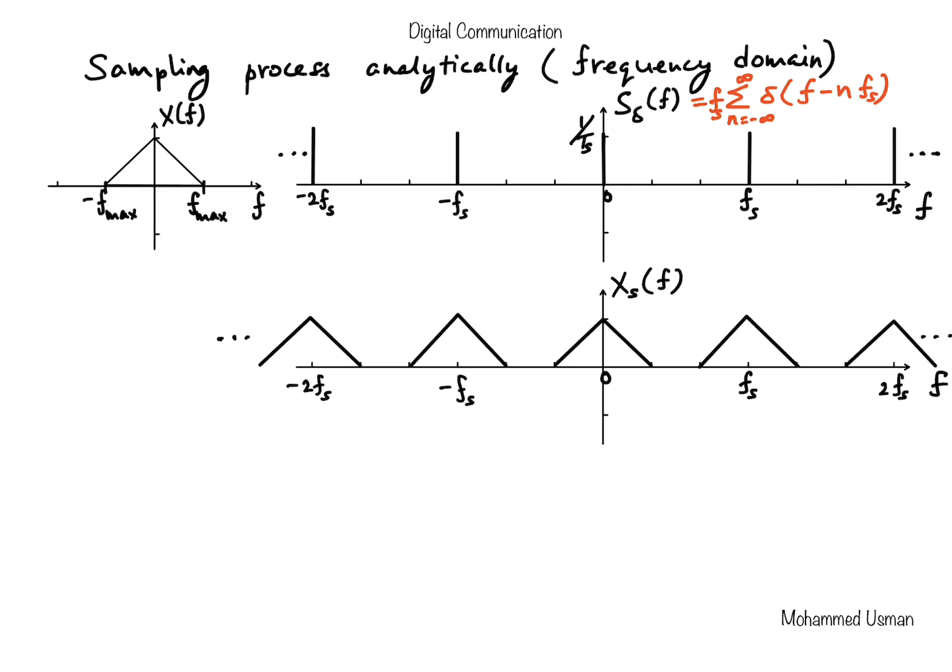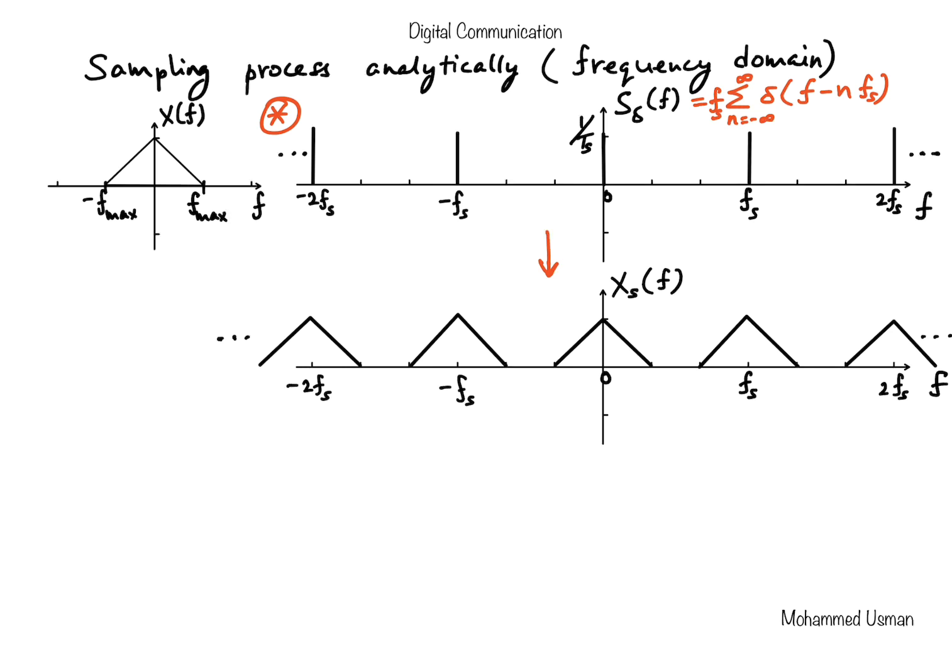Now in the frequency domain, the equivalent process of multiplying the time domain signals is convolution. So multiplying x of t and s delta of t corresponds to convolving X of f and S delta of f. So the process that's going to happen here between these two spectra is convolution. Convolving these two will produce the spectrum of the sampled signal, which we denote as Xs of f.